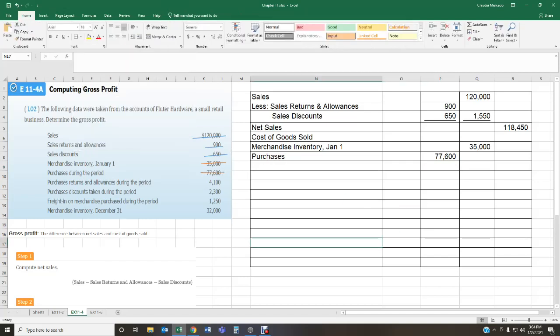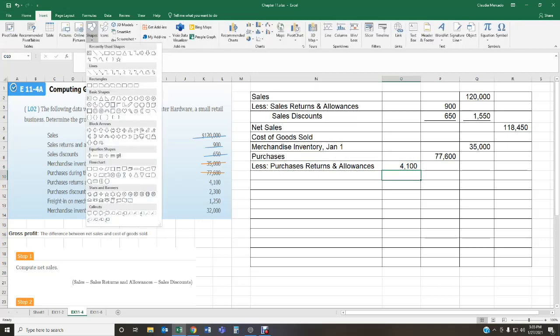Okay. So now, along with the purchases, we made some purchases, but we also had some returns. Okay. So we had purchases, returns, and allowances during the period of $4,100. So I'm going to subtract less purchases, returns, and allowances. And because I am going to be adding two numbers together, I'm going to put that in the first column, and that is $4,100. Okay, let me mark that off.